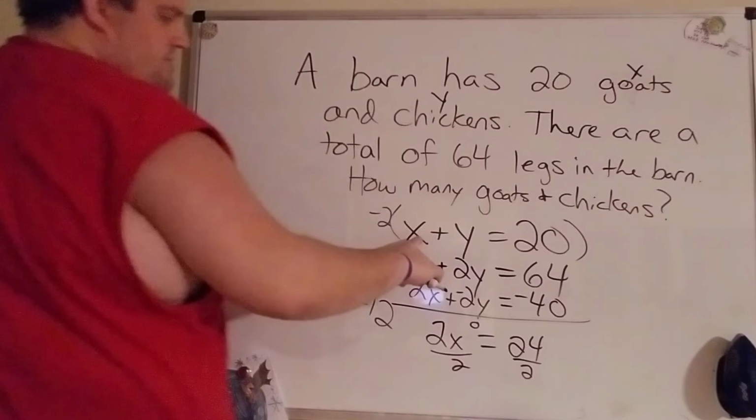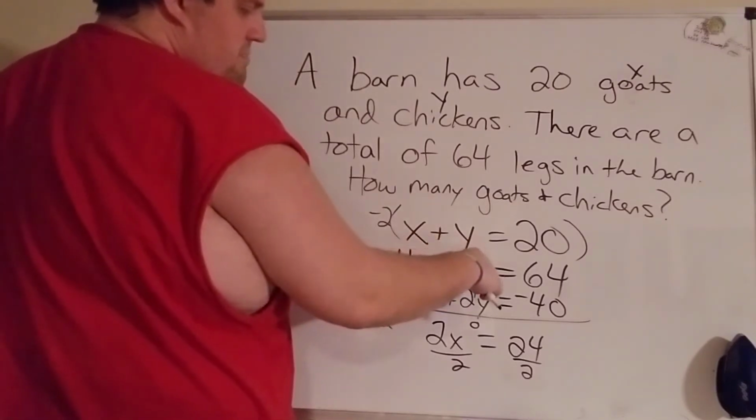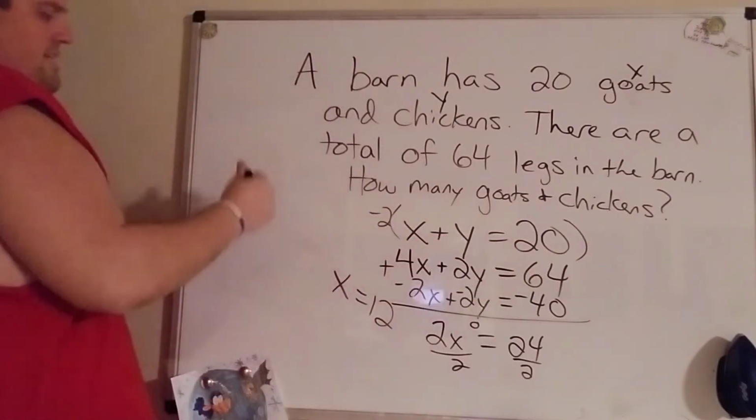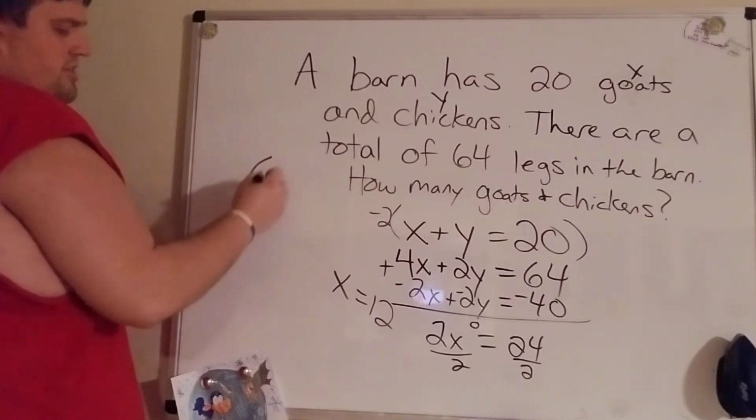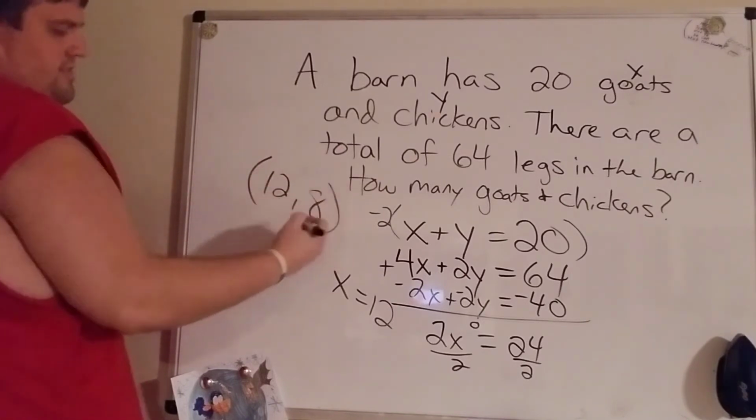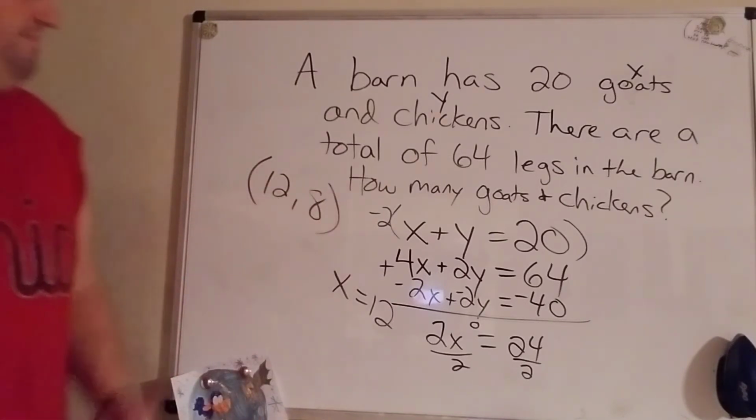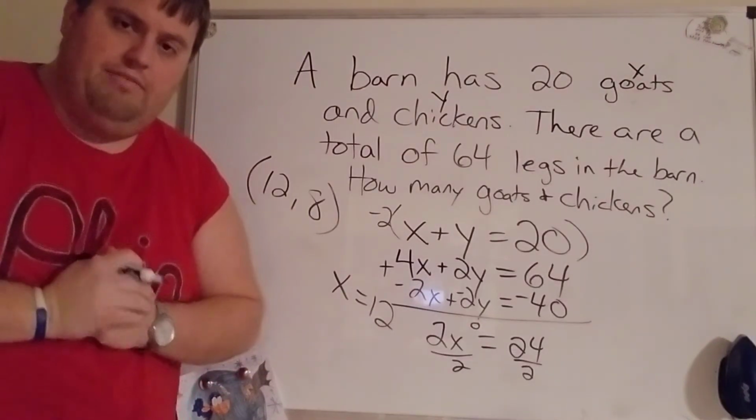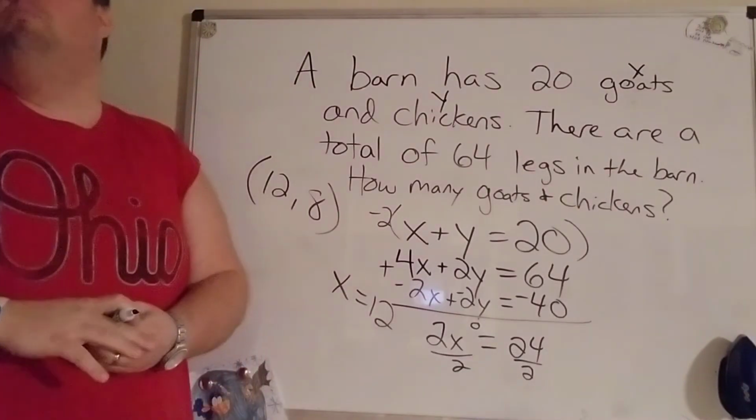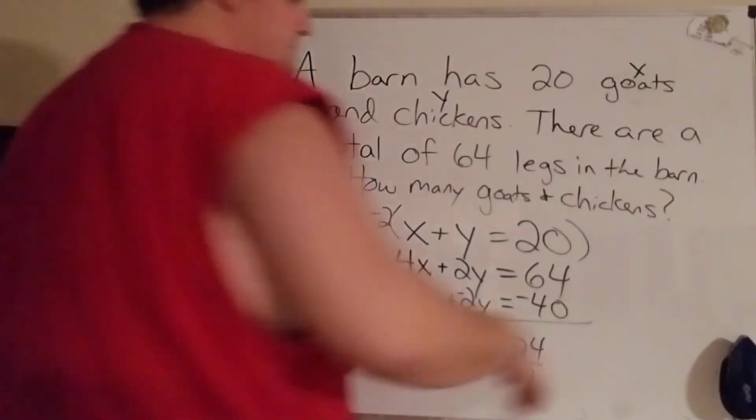And then this one's pretty easy. 12 plus something equals 20. Well, that's got to be 8, right? So there's 12 goats, 8 chickens. That's kind of the setup there. Cool. I just want to do one more kind of like that because I think you guys have never seen ones like that before.